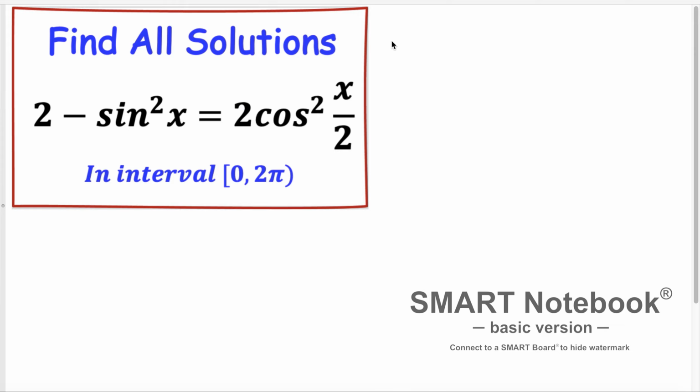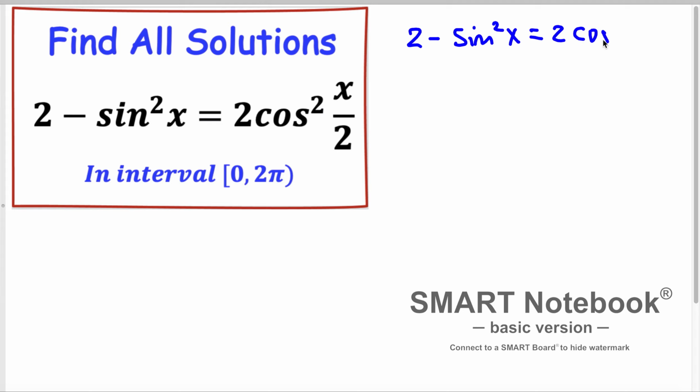So the trigonometric equation here is 2 minus sine square x is equal with 2 cosine square x over 2. But first of all, this cosine square x over 2, so this is a half angle, is going to be equal with 1 plus cosine x divided by 2. Now, instead of this cosine square x over 2, I'm going to substitute with 1 plus cosine x divided by 2. And now we have this equation here.